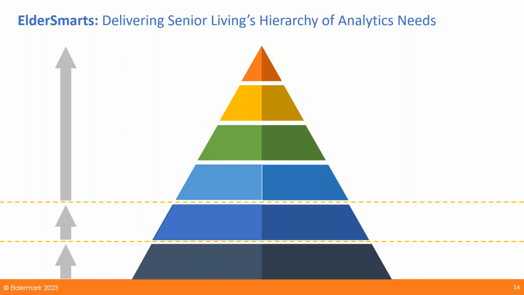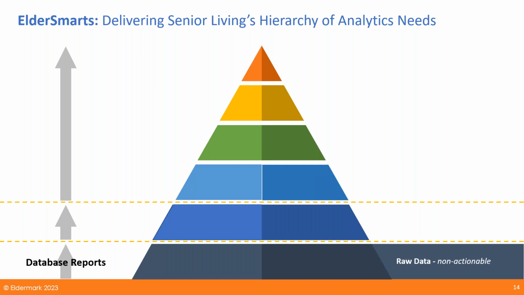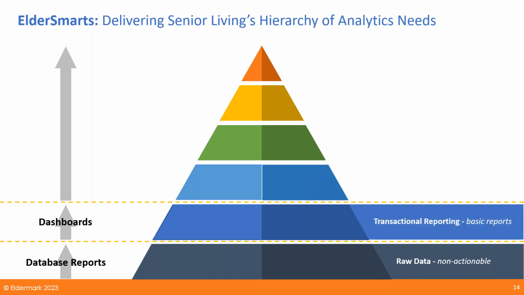So when we look at the different needs of these analytics within a hierarchy, I wanted to quickly address the difference between basic reports and dashboards, and then how ElderSmarts moves you into analytics. So if we look at raw data within the database reports, within, say, the ServiceMinder reports, for those of you that are users, these are really non-actionable reports. It is information. It is just raw data.